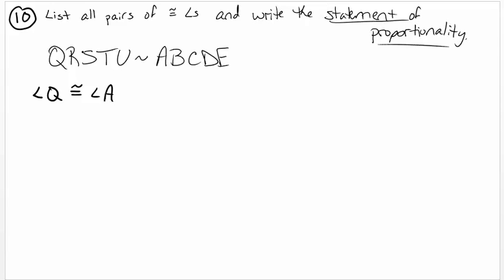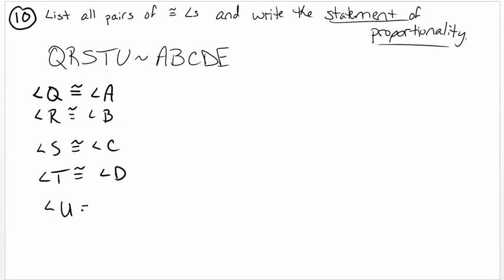They're different sizes. Angle R then is the second letter, so that'll be congruent to angle B. Angle S is the third letter, so that's congruent to angle C. Angle T is the fourth letter, so that's congruent to angle D. And angle U is the fifth letter, so that's congruent to angle E. And you could have listed them with QRSTU first and then the ABCDE, or you could have listed it angle A is congruent to angle Q. So these are congruent angles because the congruent angles is what gives the similar figures the same shape.